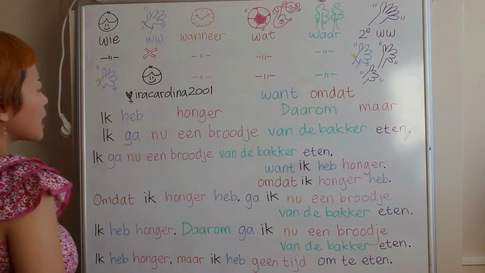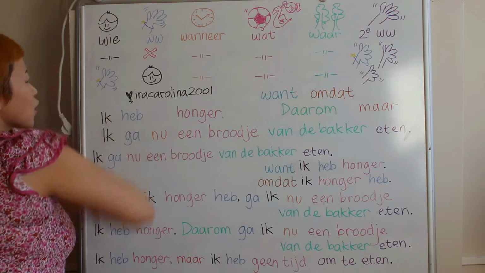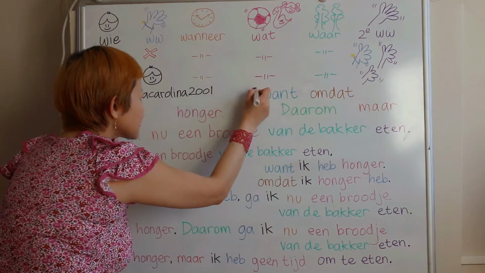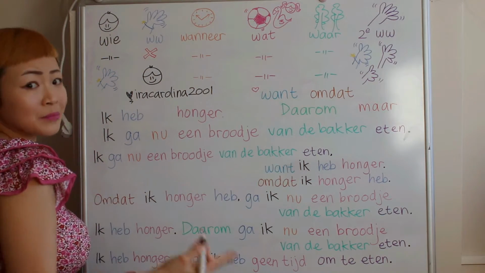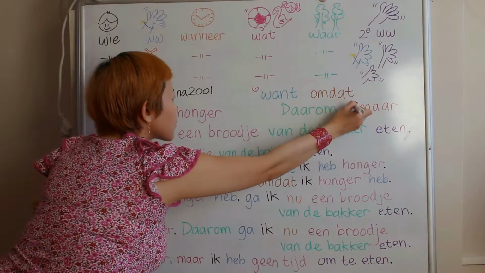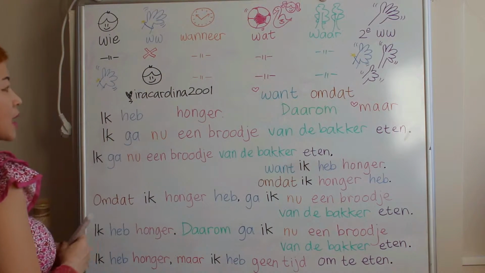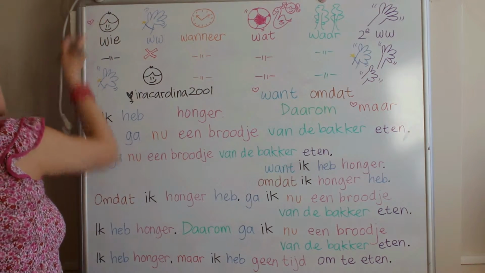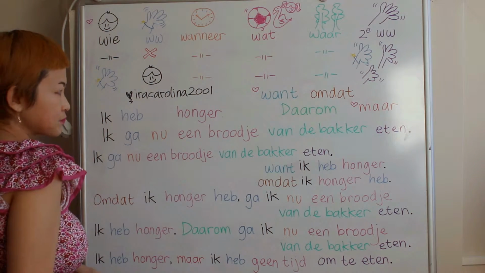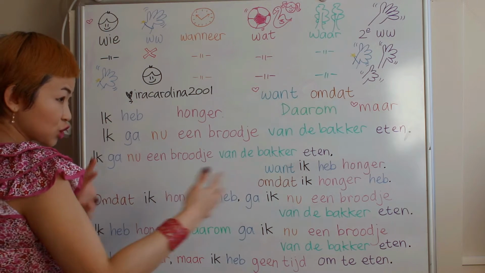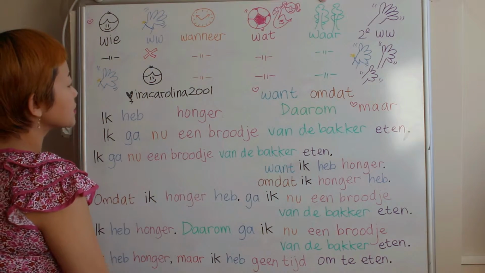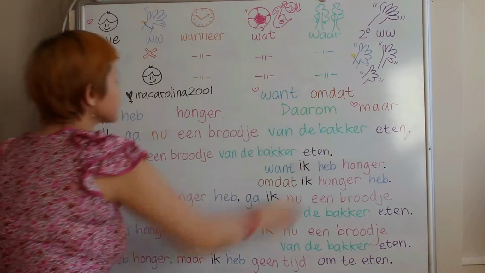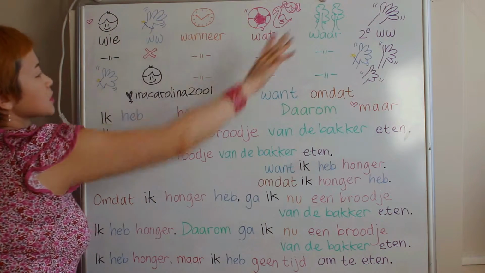And this sentence also is used after we say want as because, and also after we say maar. Maar is but. So the words structure, the sentence pattern after want and after maar is with this formula.